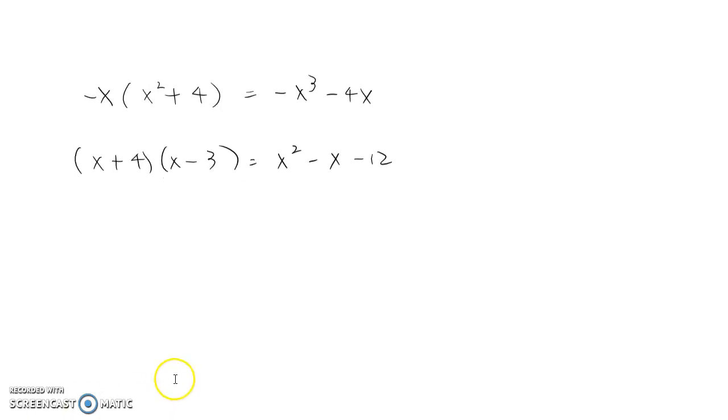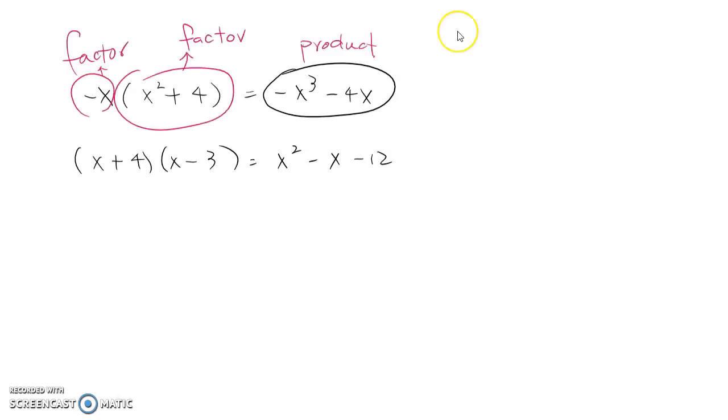Similarly, we know how to multiply two polynomials and get their product, but today we will learn, given the right side, how do you factor them into factors? In other words, how do you write them as negative x times x squared plus 4? Or if I give you x squared plus x minus 12, how do you factor that trinomial into x plus 4 times x minus 3?